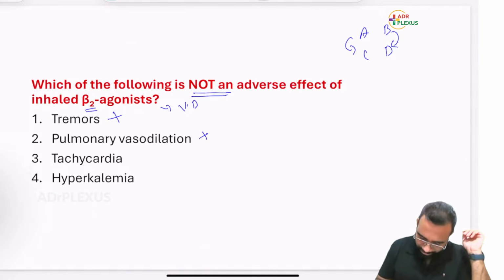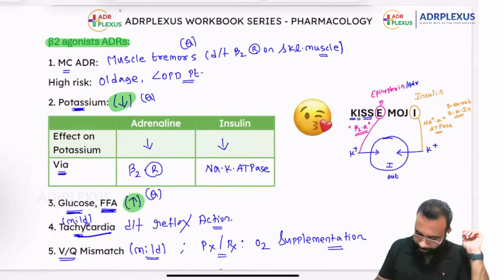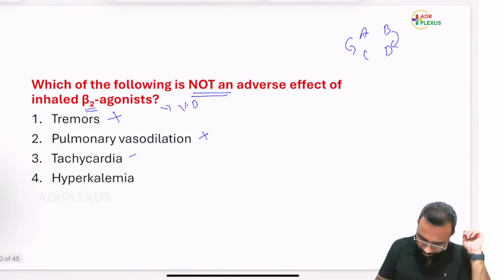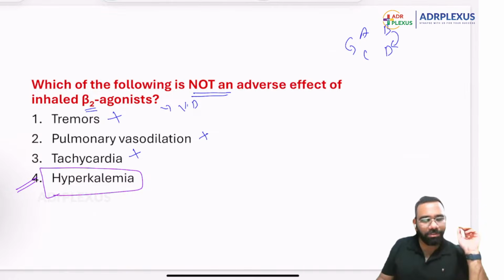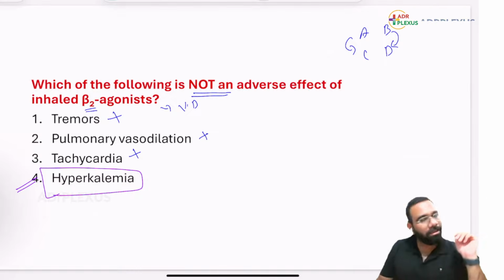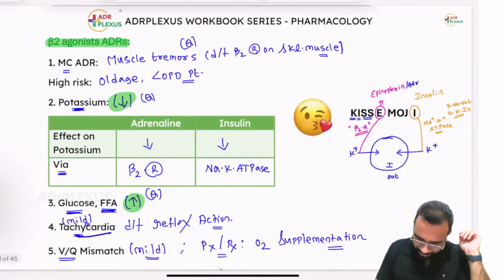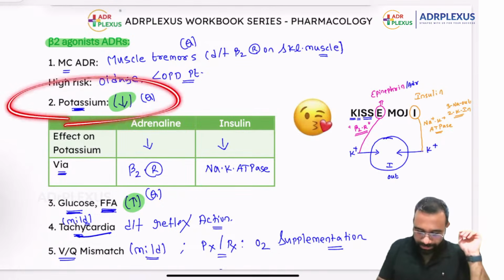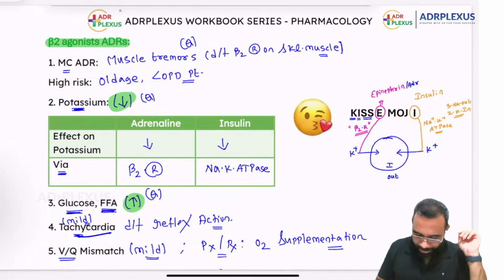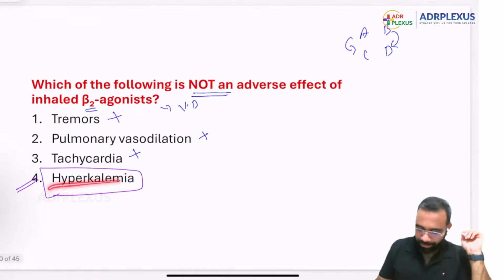Yes, it is going to produce tachycardia. I told you, tachycardia due to reflex action, so this is also not an option. So here comes hyperkalemia. Inhaled beta-2 agonists are going to cause hypokalemia, not hyperkalemia. That's what I mentioned here. I told you this is what was asked in the exam. Previously, I told you hypokalemia as well as hyperglycemia were asked a couple of times in the exam. So again, he mentioned the same thing here.